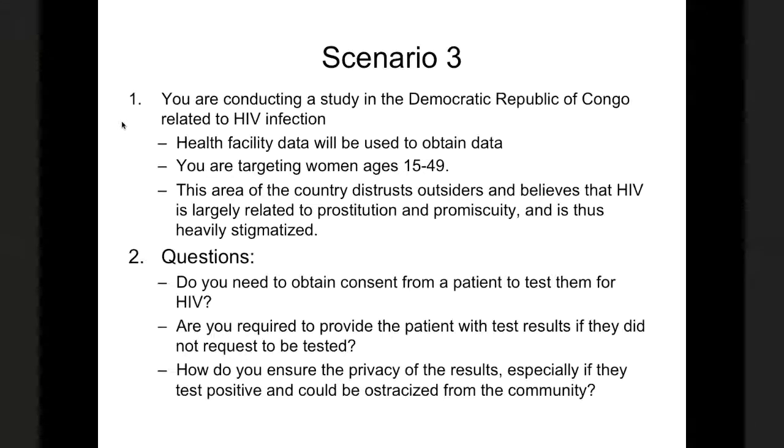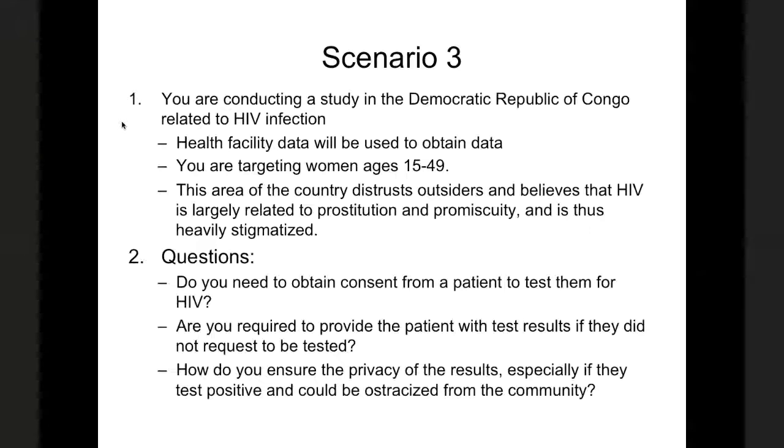Do you need to obtain consent from a patient to test them for HIV? Yes. Well, probably not there. Everybody going with yes? It depends on their laws. But forget the laws for a second because this is a little bit trickier. In this particular situation, do you need consent to test for HIV? I got about half saying yes and half saying no. So just in the interest of time, the answer is no.